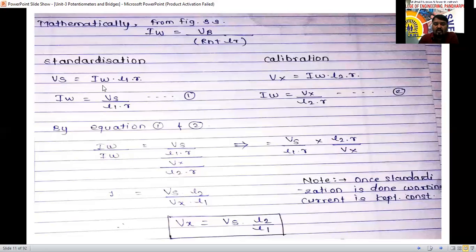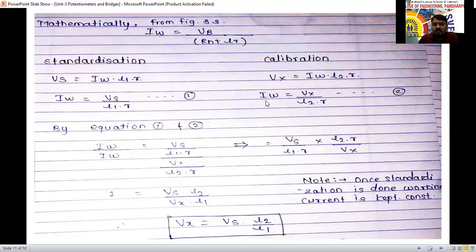I_W is the working current. For the source it is L1 into R, and for the unknown voltage, with the same working current I_W, it is L2 into R. From the first formula, what is I_W? Sending the right-hand side to the left, I_W equals V_S divided by L1 into R. Similarly, I_W equals V_X divided by L2 into R.